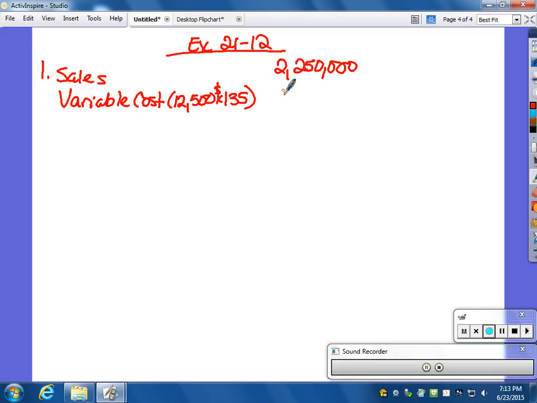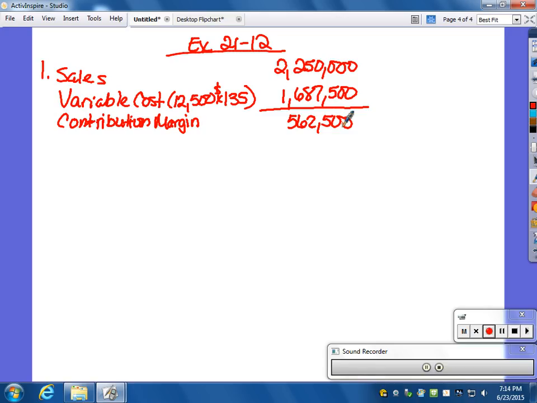Multiply 135. 1,687,500. Okay, what's next? Remember contribution margin, right? What's the contribution margin? You calculated that, did you not? What is it? Contribution margin. 562,500. And fixed costs were how much?